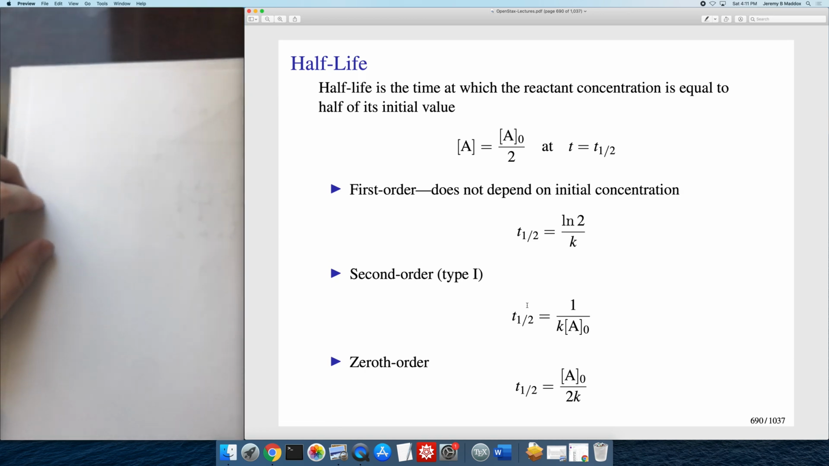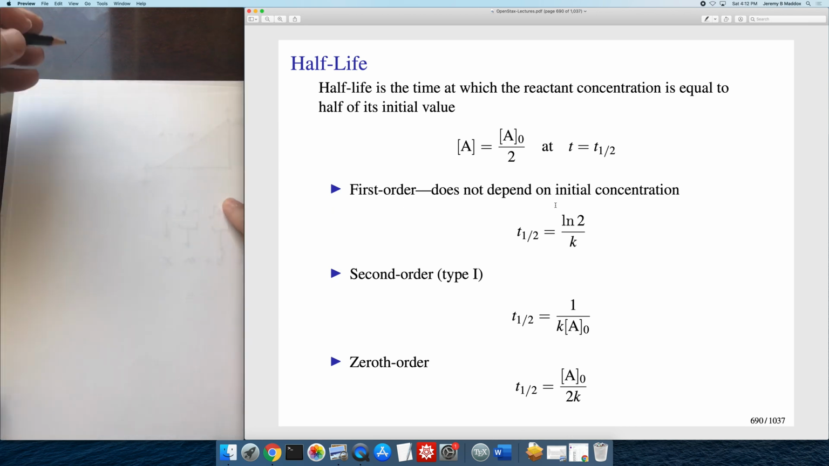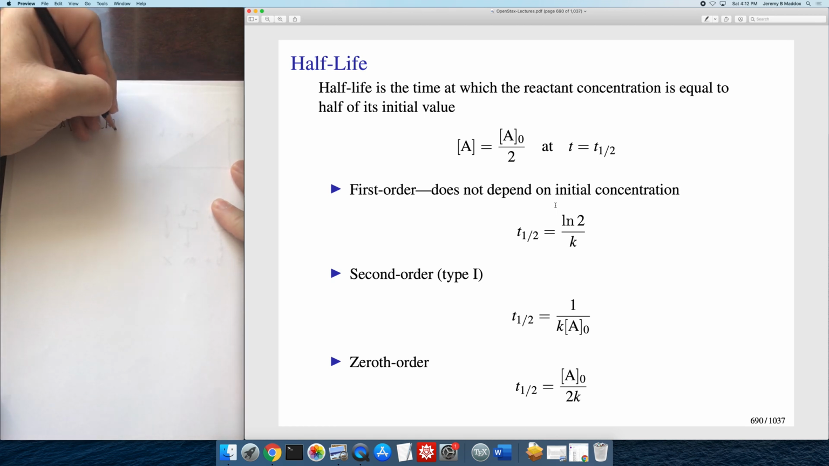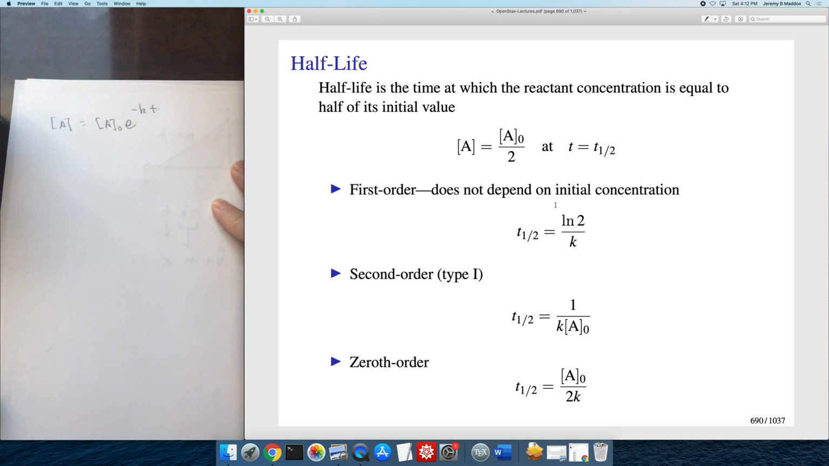The next topic is half-life. The definition of half-life is the specific time at which the concentration of the reactant has decreased to 1/2 its initial value. So this is the half-life condition. And for the different types of kinetics, you get different formulas for the half-life. If I take the first order integrated rate law and plug in the half-life condition, at the half-life time, the concentration of the reactant equals 1/2 its initial value.